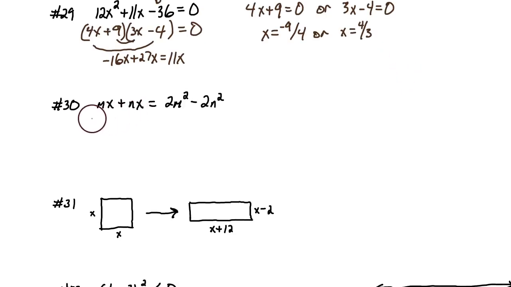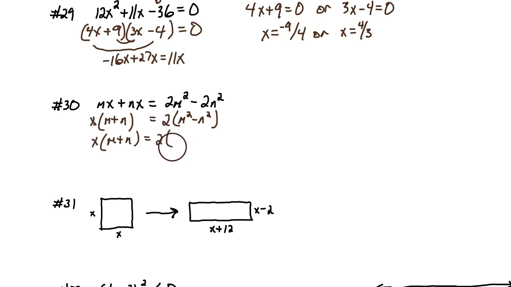Let's try some factoring. This makes x times m plus n. On this side, we have 2 times m squared minus n squared. That's a difference of squares, and it factors. So we have x times m plus n equals 2 times m plus n times m minus n. Notice the common factor of m plus n on both sides. Using division, that will cancel away. So we have x equals 2 times m minus n.